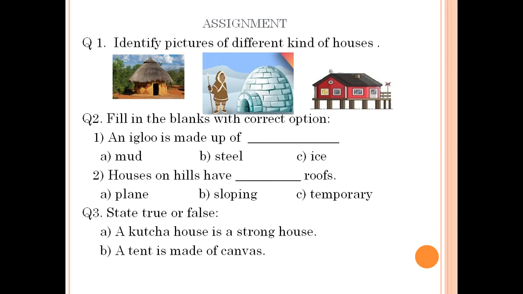Now we'll come to question number 3. You have to state whether the statements are true or false. Your first statement, a kacha house is a strong house. Your second statement, a tent is made of canvas. You have to state whether these statements are true or false.